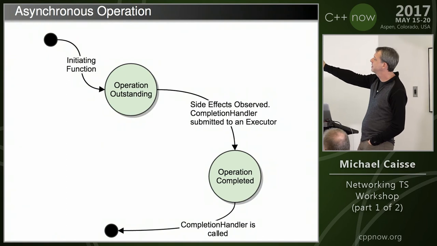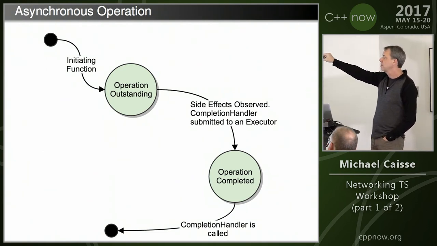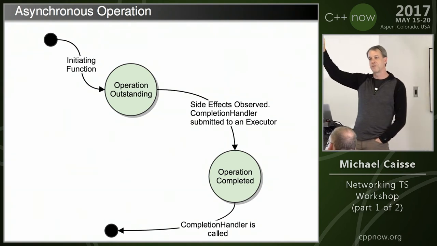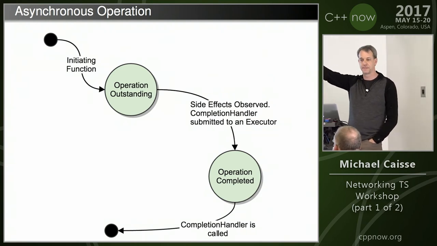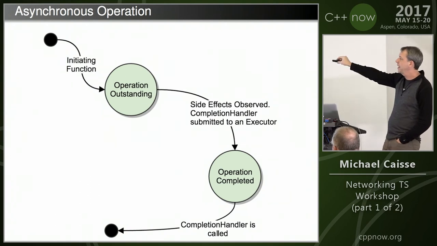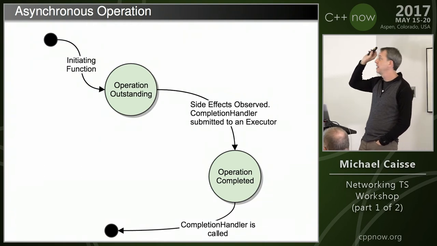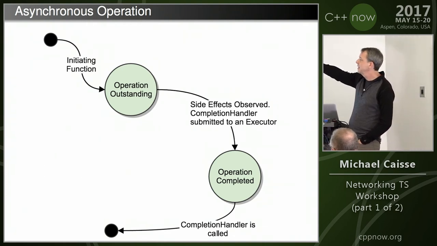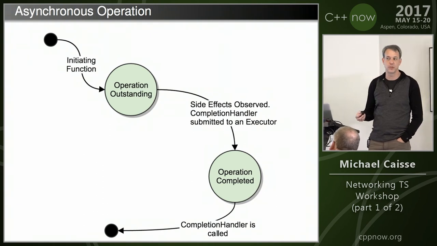What's going on is that when we call async something or another, we are calling what's called an initiating function. Async anything that we're going to talk about moving forward is an initiating function. It is going to start this asynchronous whatever we want. As an example, it's going to start for the post. It's going to be an initiating function. And the thing that we want to start, that operation, is outstanding. It's sitting around waiting for a resource to be able to take and do something with it.